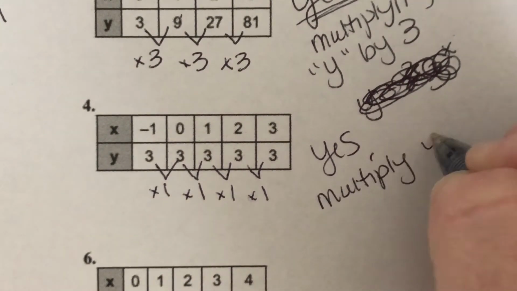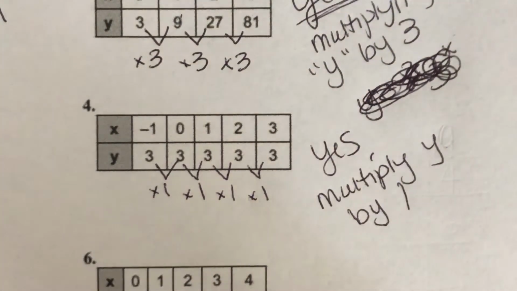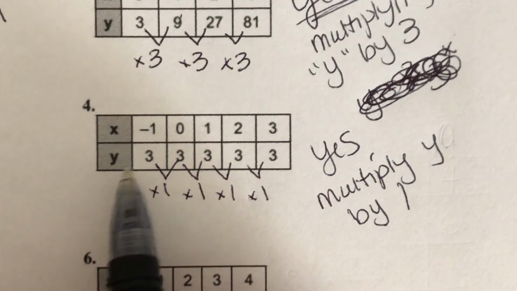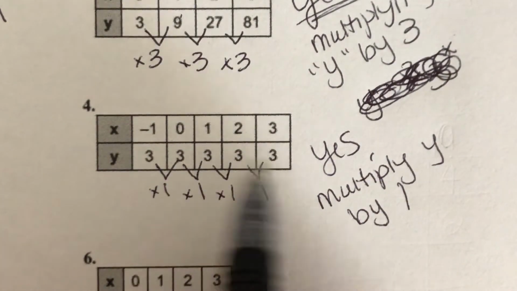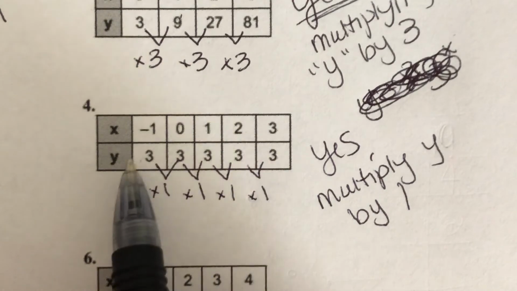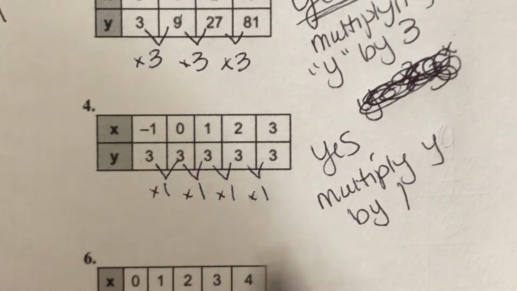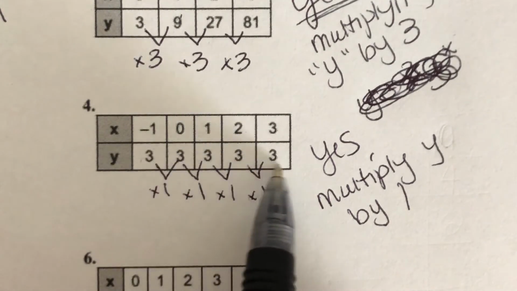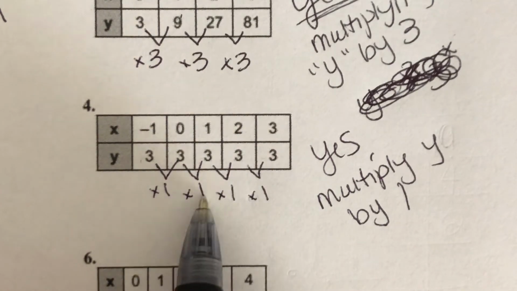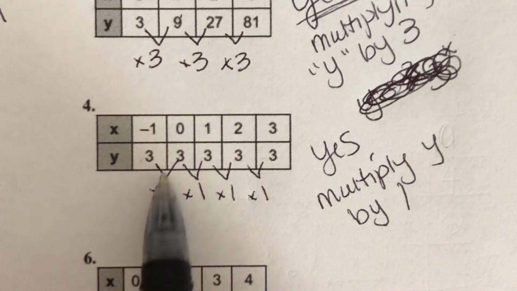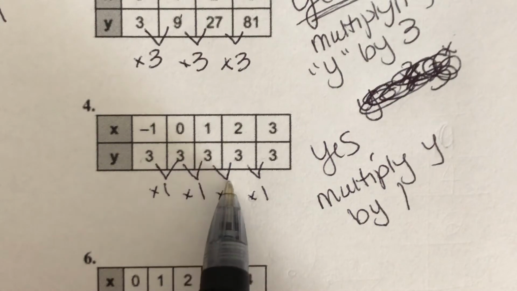Multiplying y by 1. If it was linear, it'd have to be going up or down by the same amount. It wouldn't stay the same. But when it's exponential, as long as I'm multiplying or dividing by the same amount over and over in the y's, and here I'm multiplying by 1, 3 times 1 is 3, 3 times 1 is 3, 3 times 1 is 3, 3 times 1 is 3.